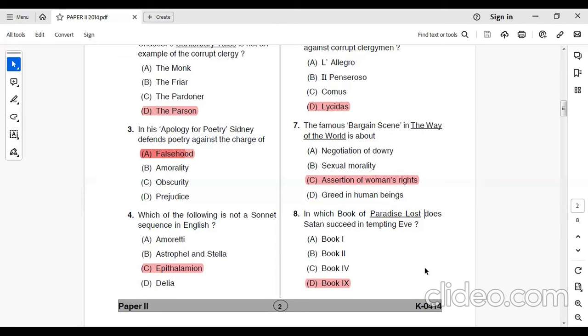Written by Edmund Spenser to his bride, Elizabeth Boyle, on their wedding day in 1594. It was first published in 1595 in London by William Ponsonby. So Epithalamion is not a sonnet sequence. It's an ode written by Edmund Spenser for his bride Elizabeth Boyle. So these are the four questions.